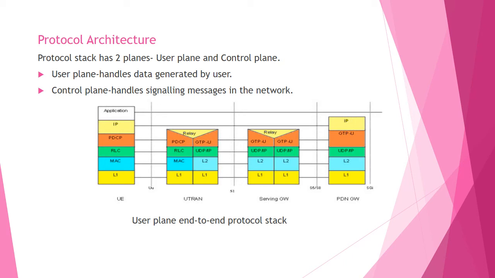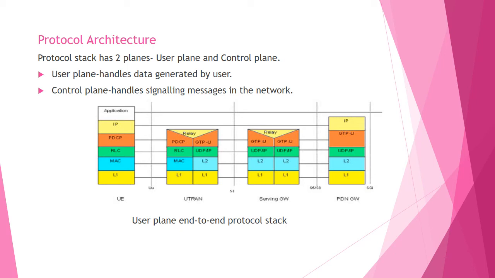So in the user plane, the radio access uses the MAC, RLC and PDCP protocols: medium access control, RLC radio link control, and PDCP packet data convergence protocol. In the user plane part, the S1 interface is nothing but the interface between the EUTRAN and the evolved packet core.